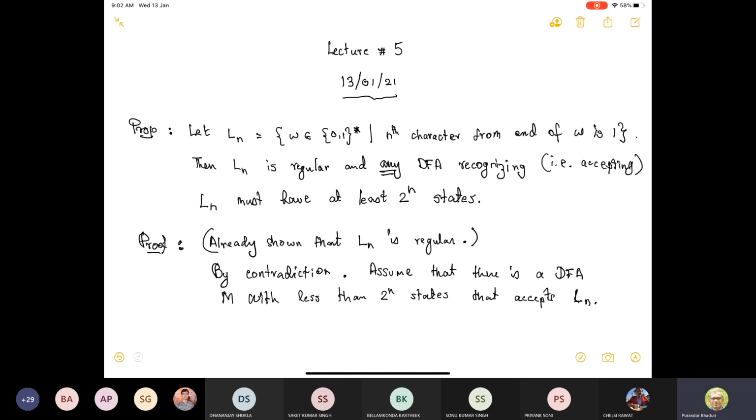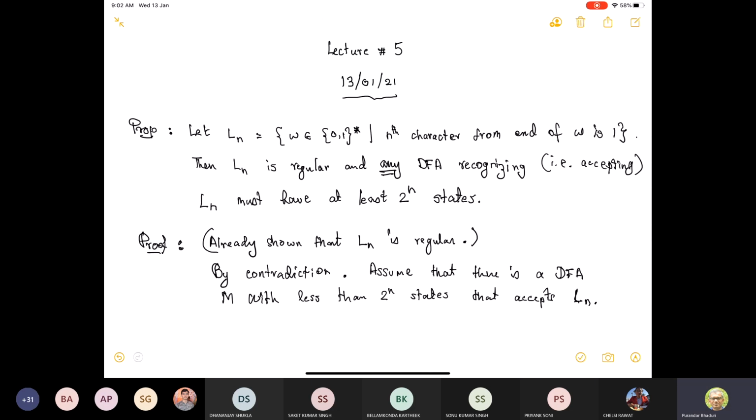But the proposition asserts something very strong. It says any DFA recognizing, and by the way, recognizing is another word for accepting, Ln must have at least 2 to the power n states, right? So that example doesn't show anything. Our example did indeed have at least 2 to the power n states, but it doesn't show anything because this proposition is about any DFA, right?